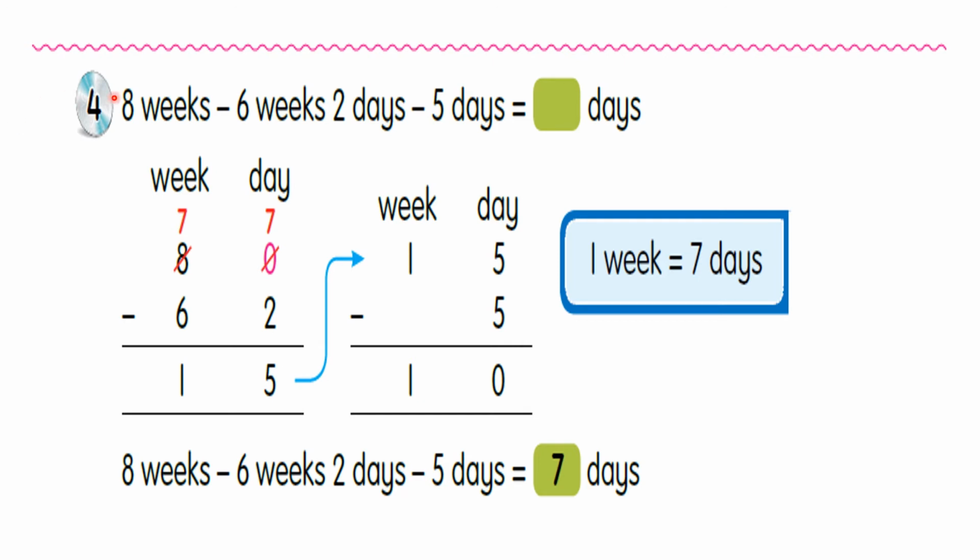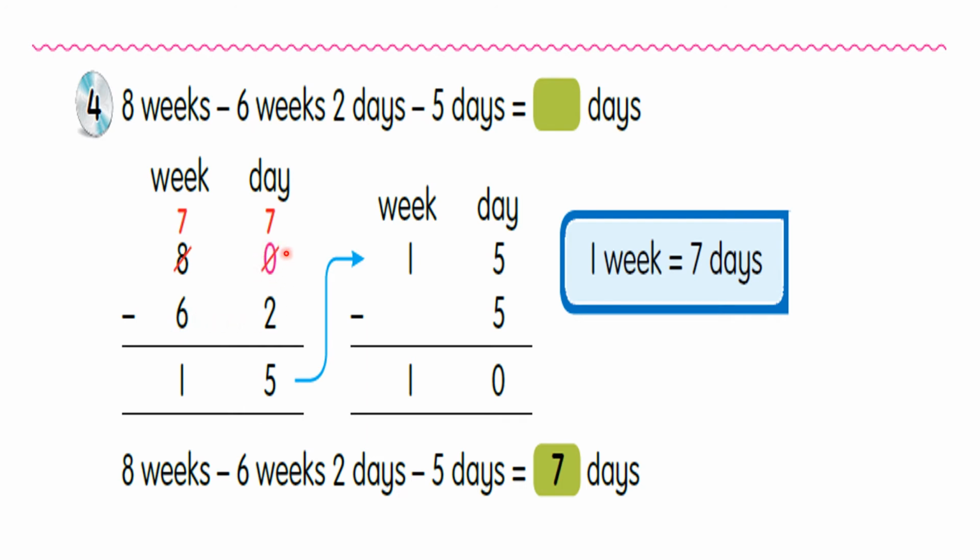Example 4. 8 weeks minus 6 weeks, 2 days minus 5 days. This one we must do step by step. Okay? Again, teacher reminds you, the formula is 1 week, 7 days. So you write down here 8. Here please write 0, then it's easy for you to minus. Then 6 weeks, 2 days. Write down 6 weeks, 2 days.